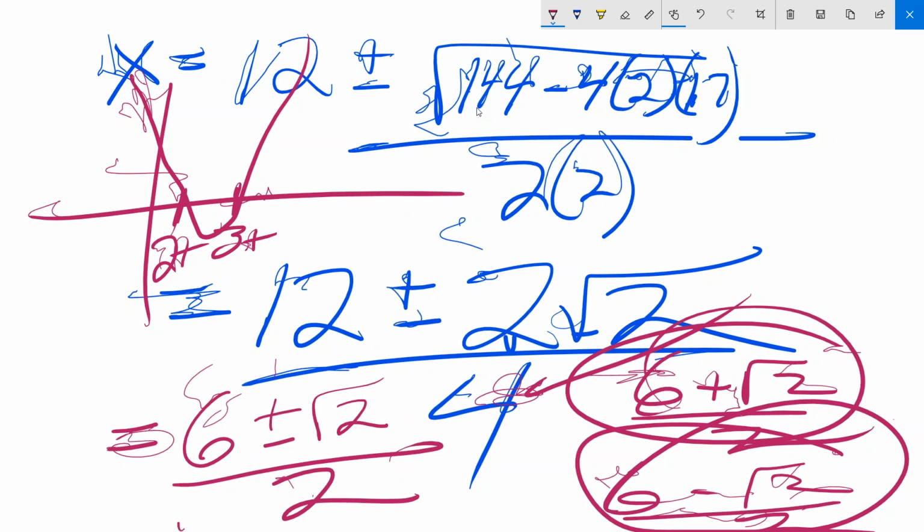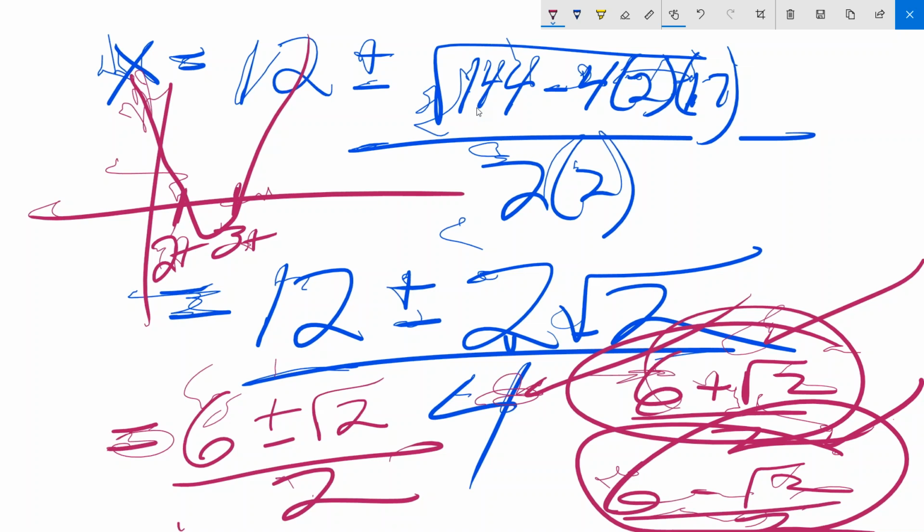And if somebody asks you, what are the two zeros? What are they? 2 and 3? No. What are they exactly? I don't want any approximations. At this level of algebra, you do not give approximations. You do not round off a radical to a decimal. So the two zeros are down here. There's one of them: 6 plus root 2 divided by 2. And the other zero is 6 minus root 2 divided by 2.